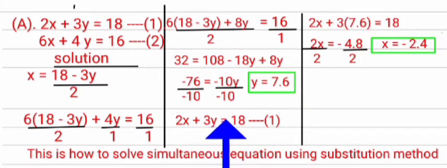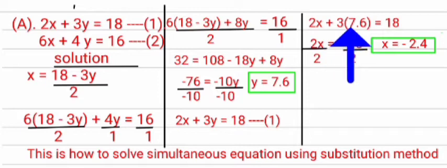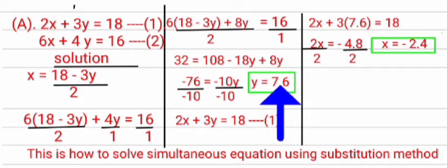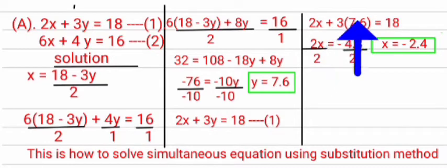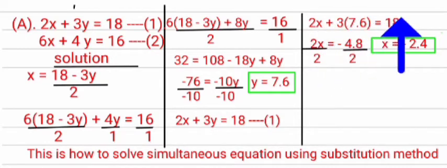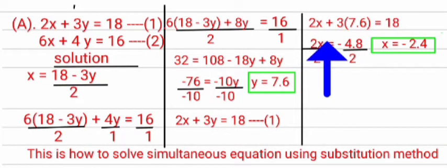So we're going to have what? 2s plus 3y. That's what we have here. 2s plus 3 in bracket 7.6 close bracket is equal to 18. You can see that we've substituted, we've replaced y in equation 1 with 7.6. That's why we have this. So what we need to do next is what? Expand.